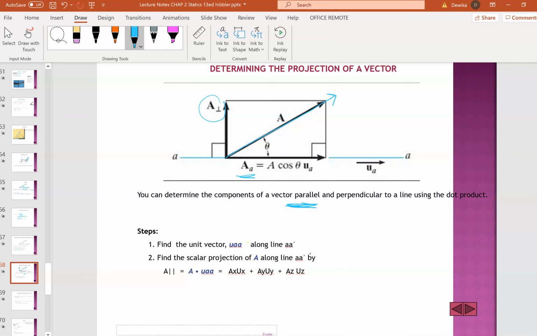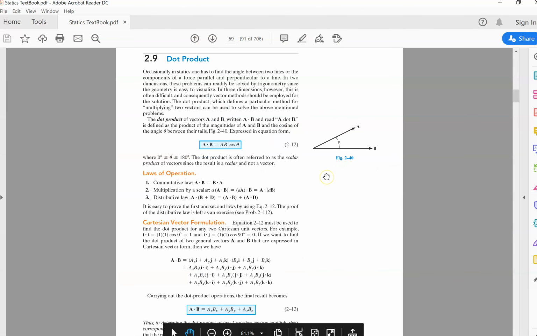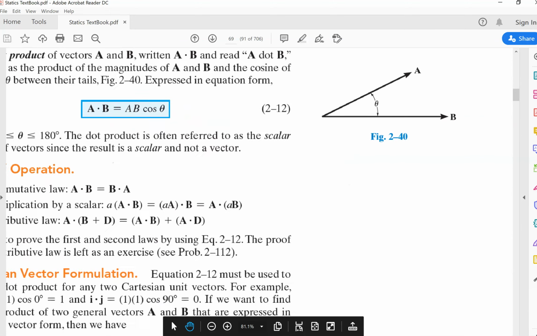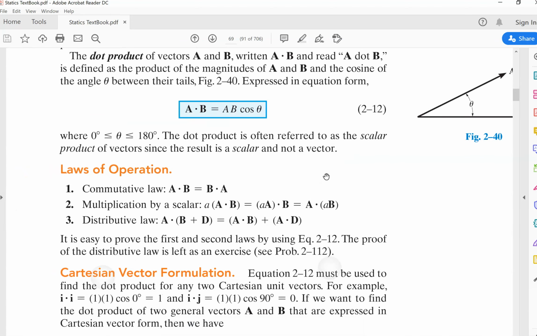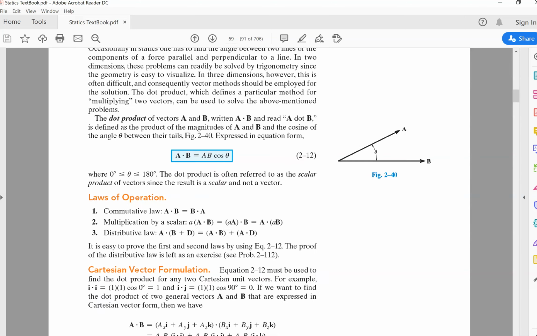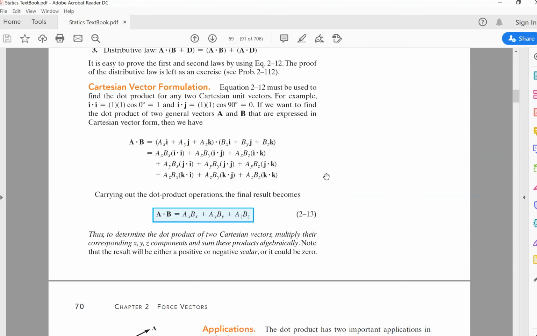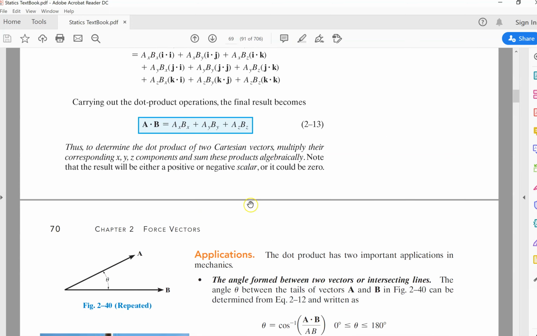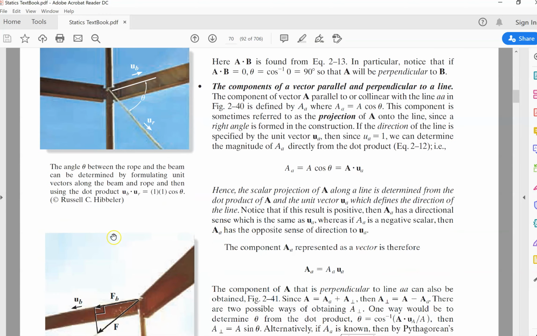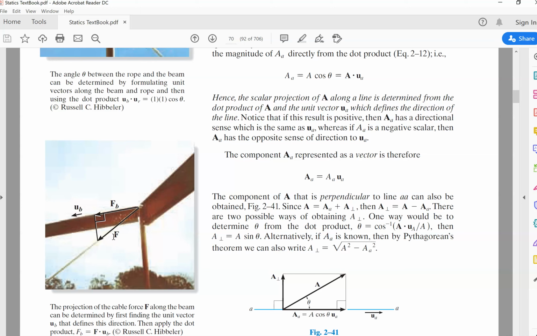Let's go to the textbook, because the textbook is a bit clearer. So let me just repeat here. Can you see the blue box here? We have A dot B equals AB cos theta. And then we have another blue box here, AX BX, AY BY, AZ BZ. We have done that. Now we're going to go to the second part of the textbook, which is this. Observe this. There are some points that have been highlighted here that you need to understand.